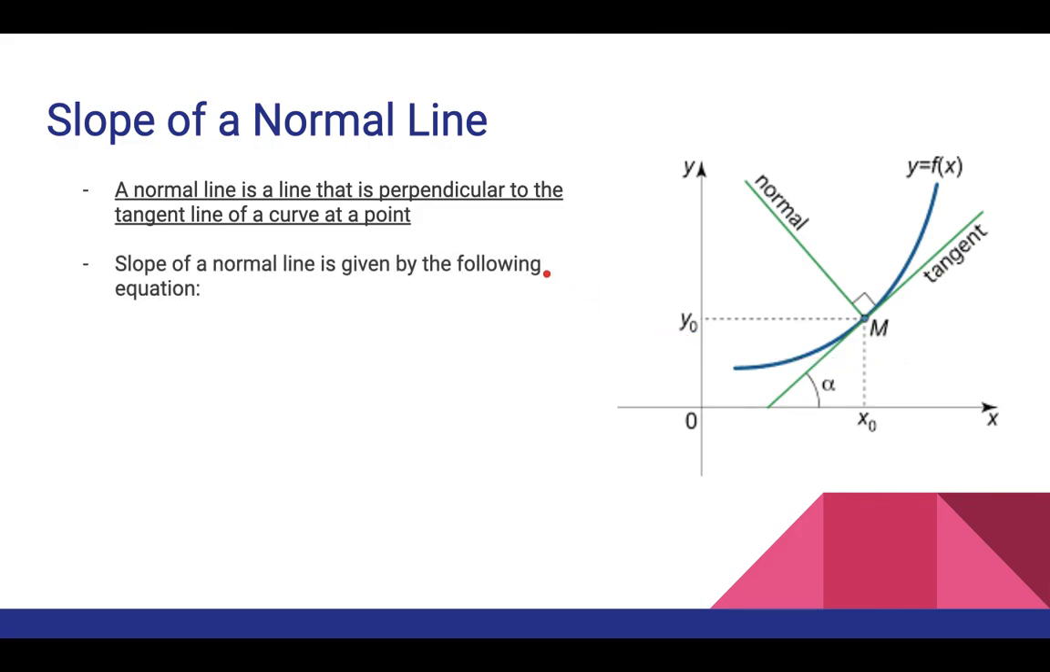The slope of a normal line is the negative reciprocal of the slope of the tangent line at a point. So if we're interested in finding the slope of a normal line at a specific point, all we have to do is calculate our derivative at that point of interest and then take the negative reciprocal of that derivative. And this covers the very wide field of tangent line approximations.